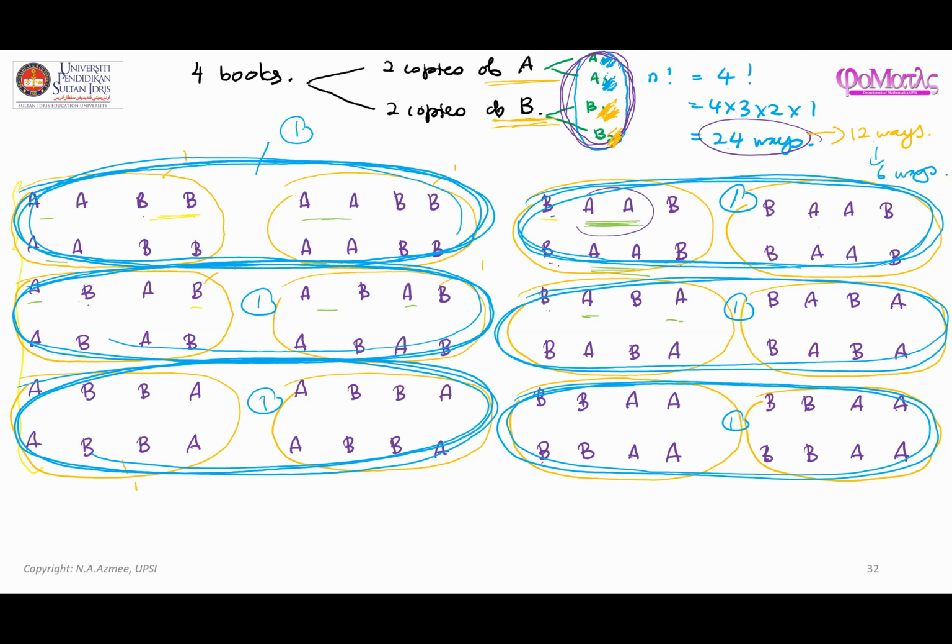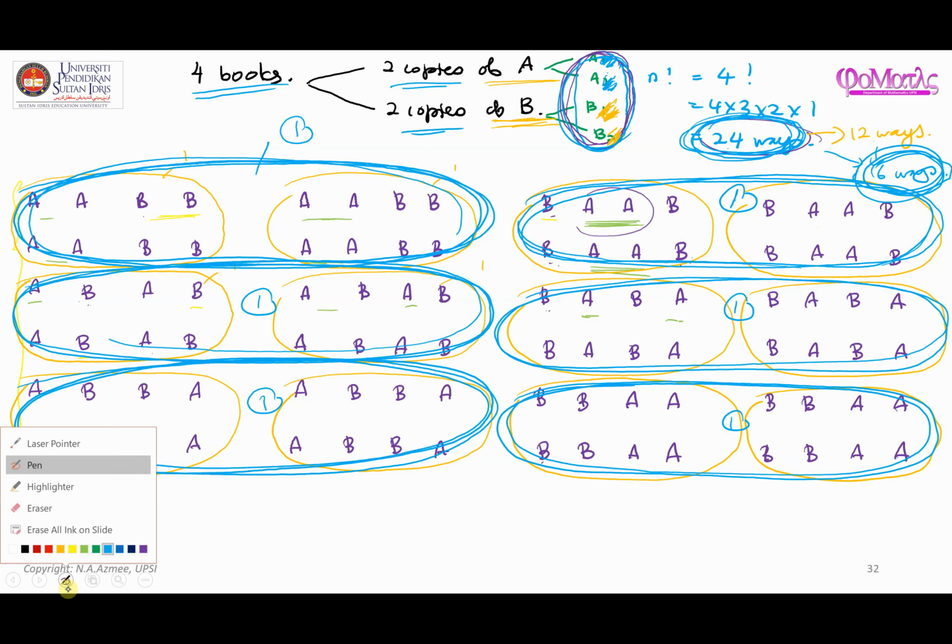Okay, so you can see that the number of ways has been greatly reduced if you consider them to be distinctive, and it has been greatly reduced to 6 ways. So 6 ways is the answer to this question of arranging 4 books where you have 2 copies of A and 2 copies of B. And how do we get 6 ways without going through the hassle of arranging all this one by one? So there is a formula for doing that, and the formula here is very simple.